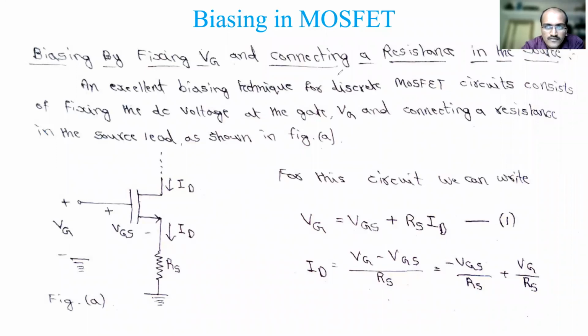The resistance is in the source region, so we will be connecting a resistance in the source. We have not taken the complete circuit here, only the input part. We have taken a gate voltage with respect to ground, and we have connected a source resistance RS. Because the drain current can increase or decrease too much, RS is connected over here to give a negative feedback effect.